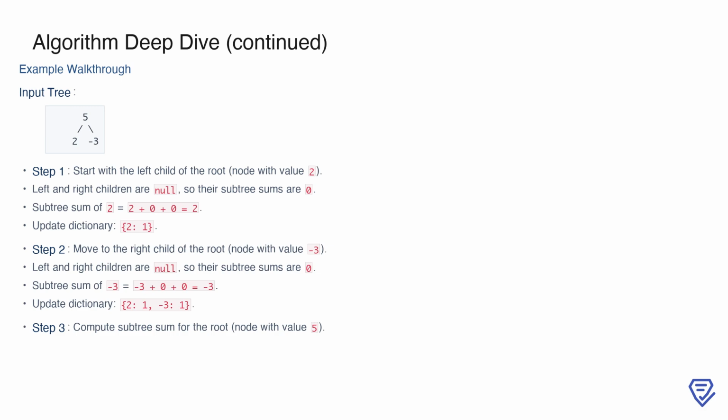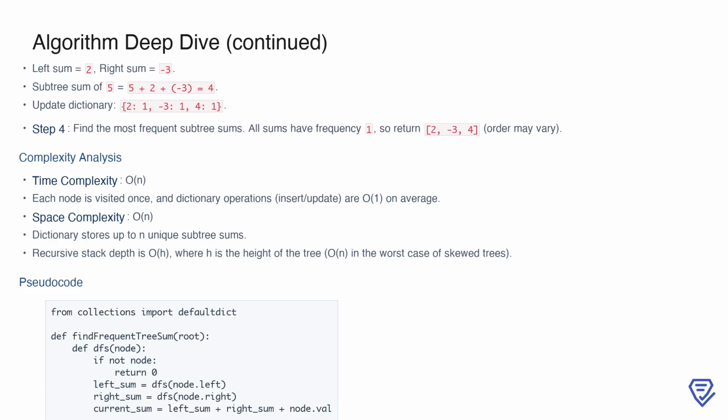Now we are ready to compute the subtree sum for the root node. For the root node, we already have the subtree sums of its children, 2 from the left child and -3 from the right child. Adding these to the root's own value of 5 gives us a total subtree sum of 4. We update the dictionary one last time, adding 4 with a frequency of 1. At this point, the dictionary contains 3 entries, 2, -3, and 4, each with a frequency of 1.